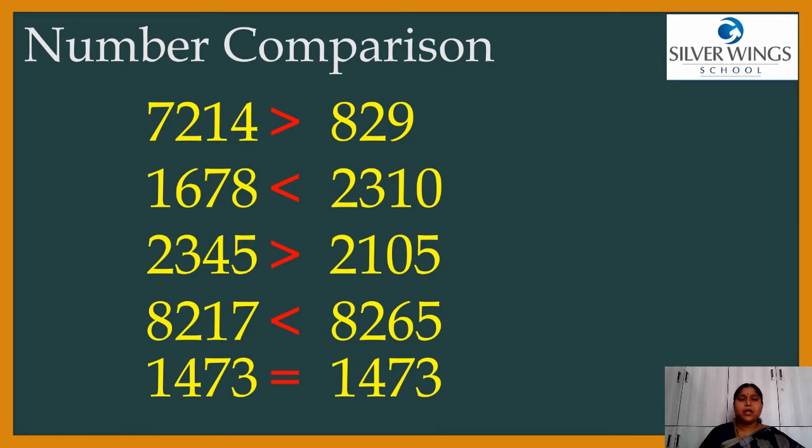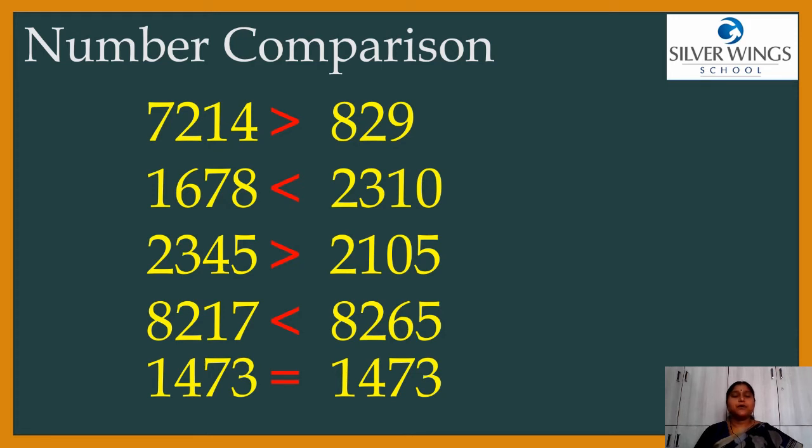What is the first rule? The first rule is you should see the number of digits in the given numbers. Which number has more number of digits? That is the largest number. Okay, that is rule number 1. What is rule number 2?